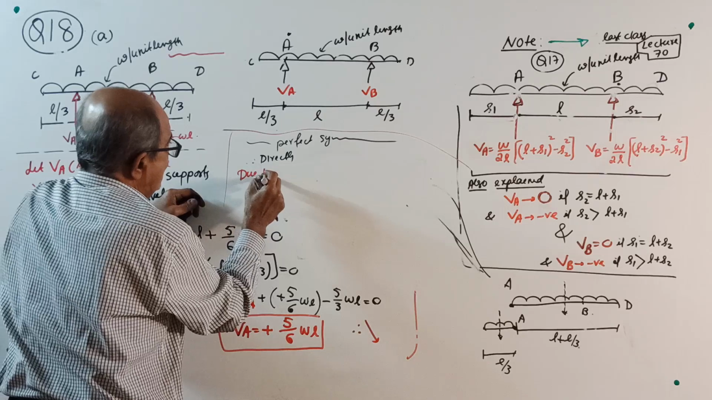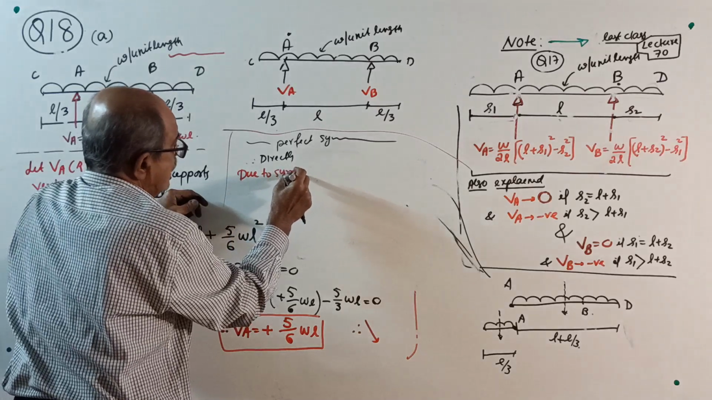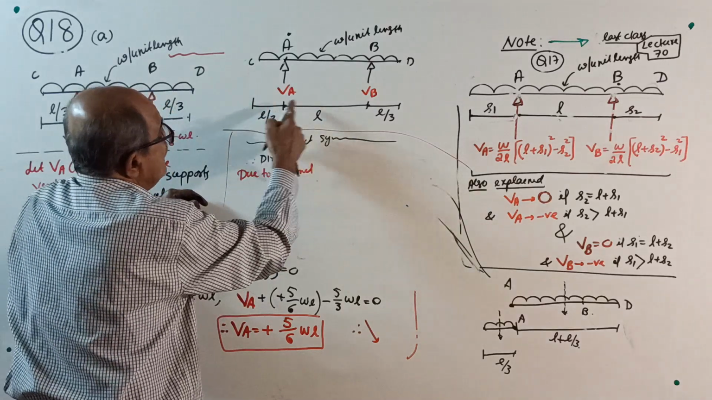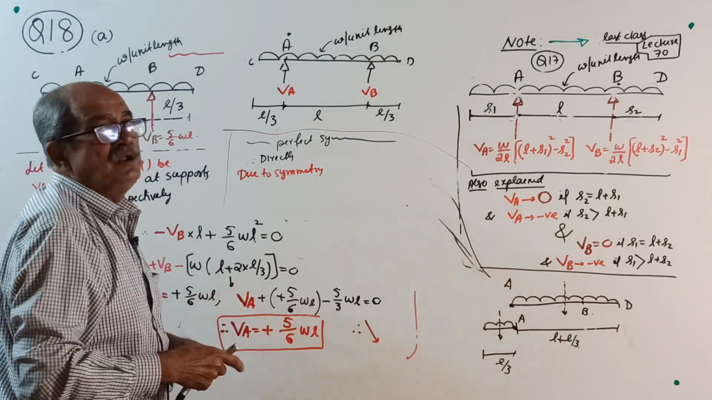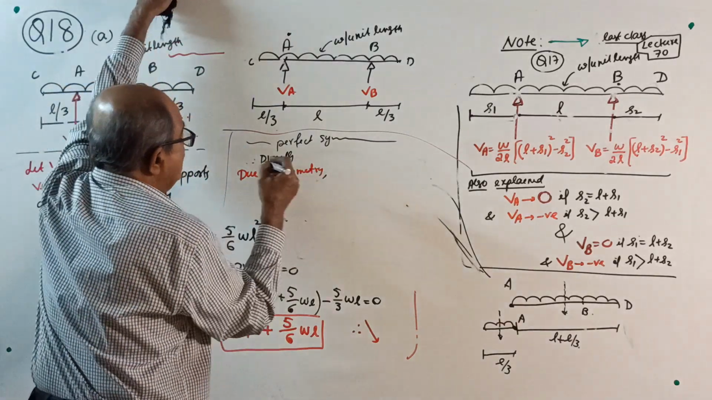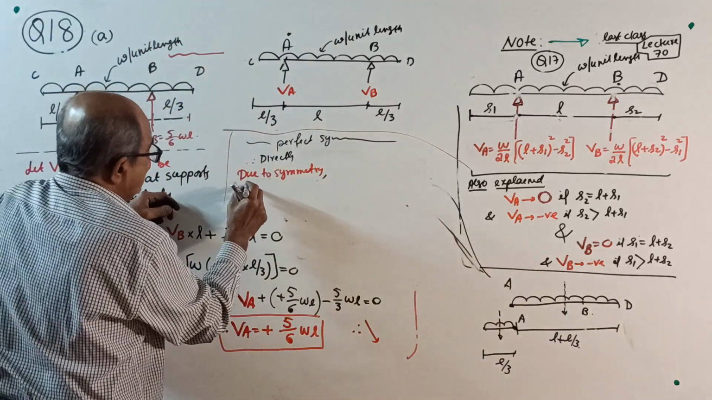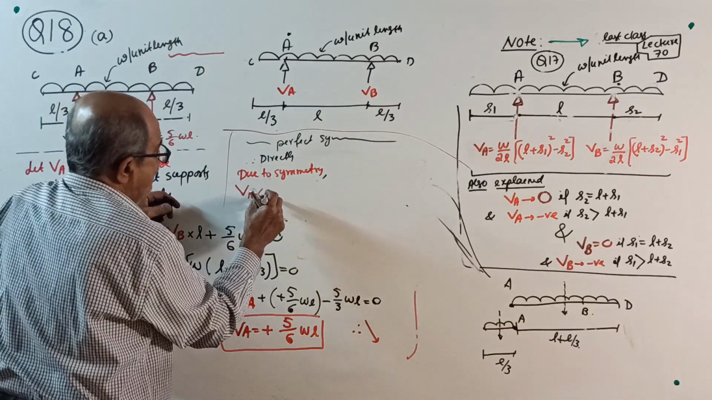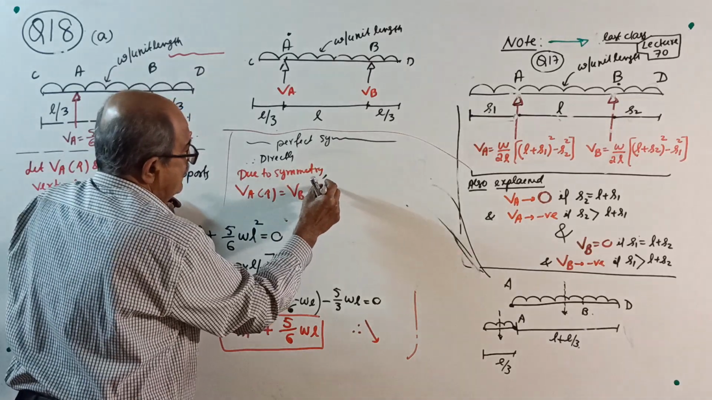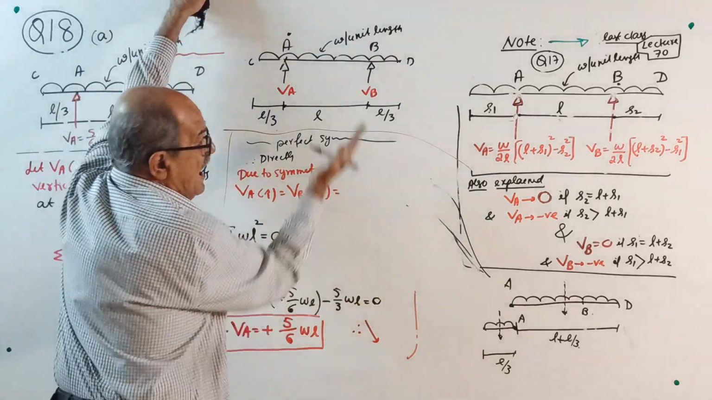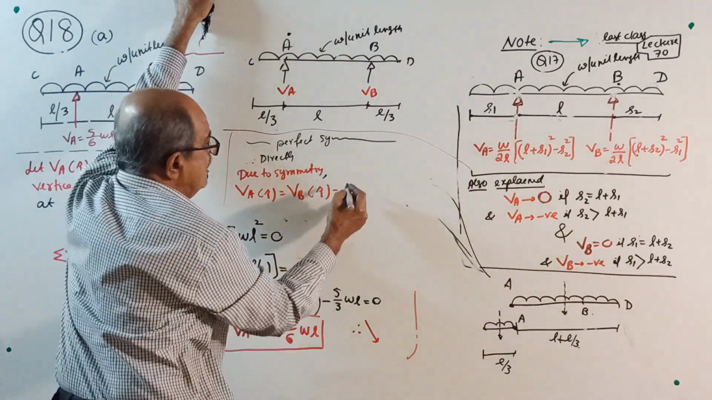Due to symmetry, but remember, if it is L by 3 and L by 4, you can't do it. Or if it is a UDL and a point load, you can't do it. Due to symmetry, you can write the vertical reaction at A in the upward direction equal to the vertical reaction at B in the upward direction. That is, reaction equals action.